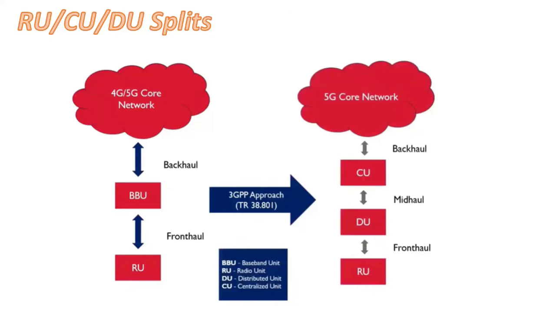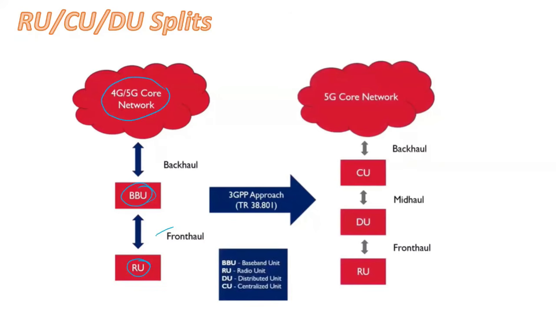Then we have the RU, CU, and DU splits. Why are we studying this now? Because when 5G is deployed, and right now as 5G is deploying, we use what we call the RU, CU, and DU split. So what is this split concept? Remember the basic architecture of 4G or the traditional network. You have the core network, the baseband unit, and the radio unit. The baseband unit is connected to the core with the help of backhaul, and the RU is connected to the BBU with the help of fronthaul.